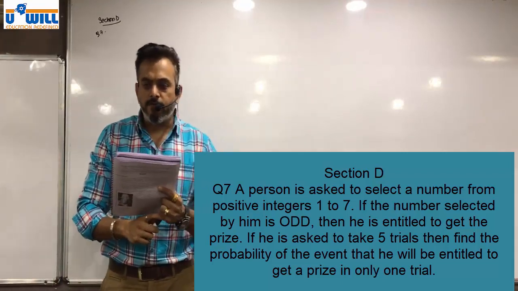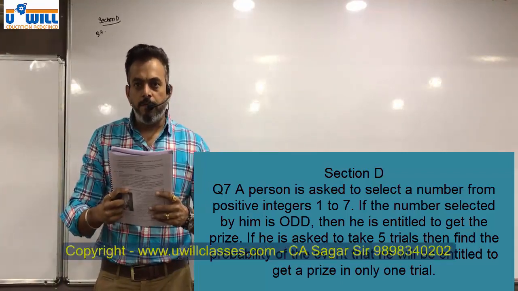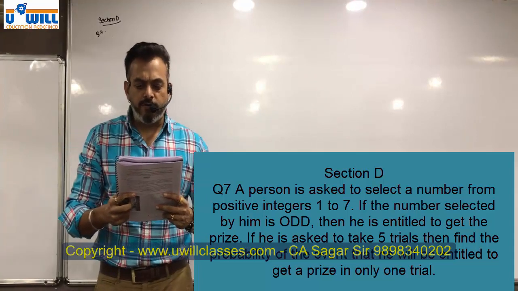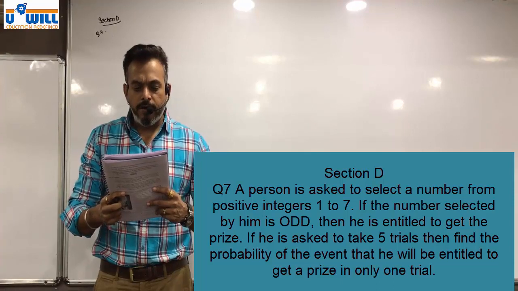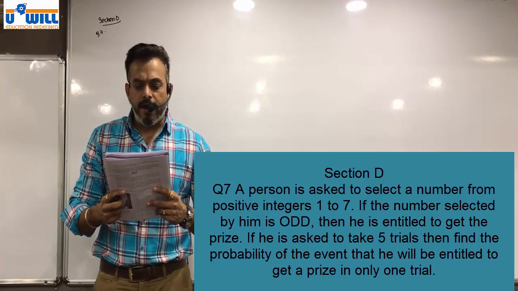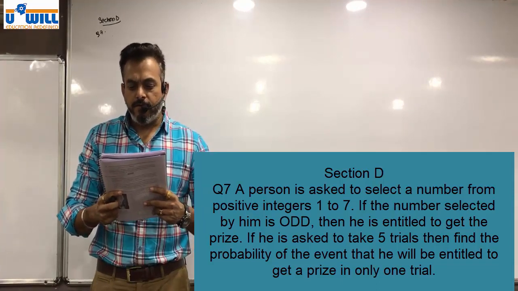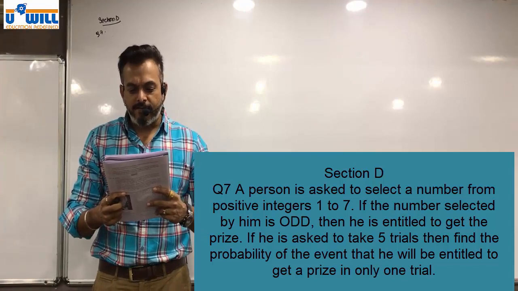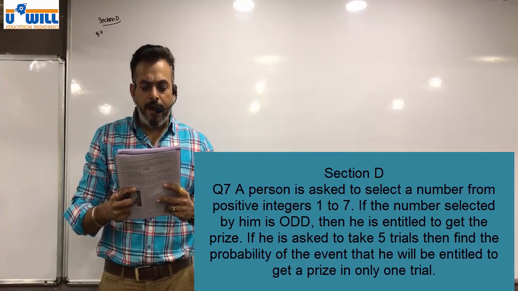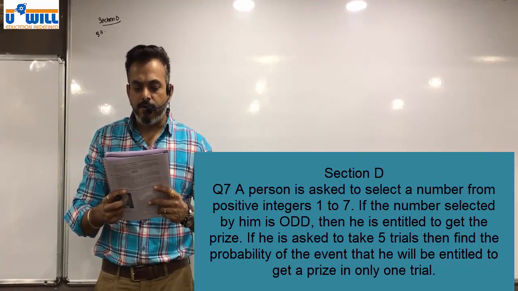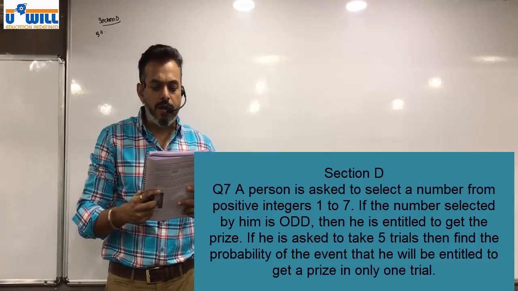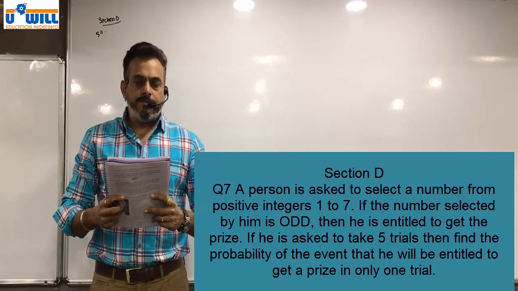A person is asked to select a number from positive integers 1 to 7. If the number selected by him is odd, he is entitled to get the prize. If he is asked to take 5 trials, then find the probability of the event that he will be entitled to get a prize in only one trial.